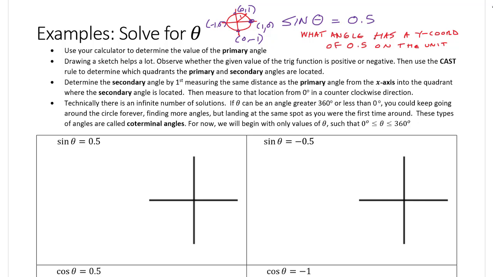So when we say sine theta equals 0.5, we are saying what angle, what theta is here? Sine of what angle gives me 0.5? What's the y-coordinate? The y-coordinate is 0.5. What's the angle that ends up at that y-coordinate? That's what that is.